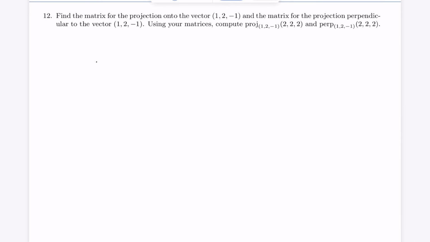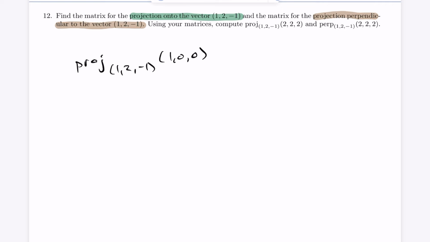In the next problem, the same sort of idea. We want to find the projection matrix onto the vector 1, 2, -1. And then we also want to find the perpendicular projection matrix for the vector 1, 2, -1 as well. So I want the projection and perpendicular projection onto the vector 1, 2, -1. Let's go ahead and do that. Same way to go about this: you're going to find out how it acts on each of your standard basis vectors.